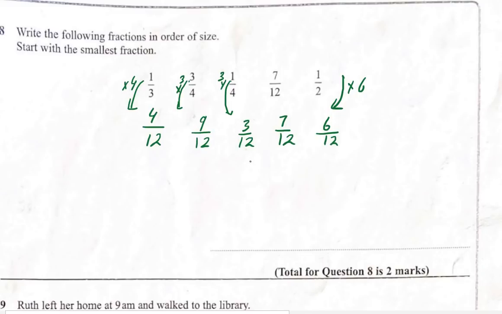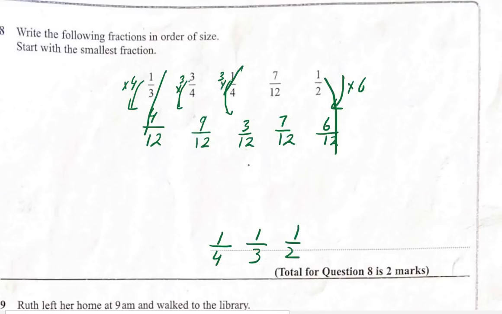So 3 over 12. So 3 over 12 corresponds to that one, which is 1 over 4. Make sure you write that answer 1 over 4, not 3 over 12. So it's going to be 1 over 4. After 3 is going to be 4, so 1 over 3. So 1 over 3 is gone as well. The next number is 6. 6 corresponds to a half. So it's going to be a half.